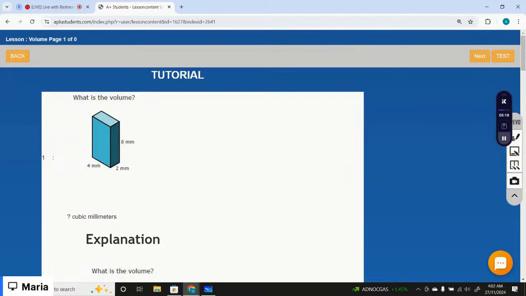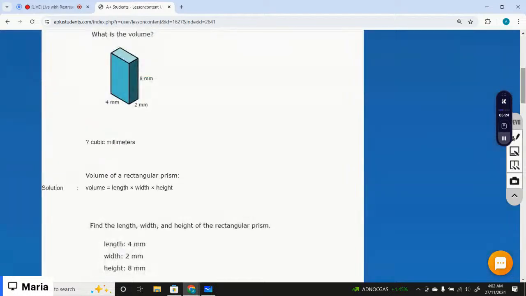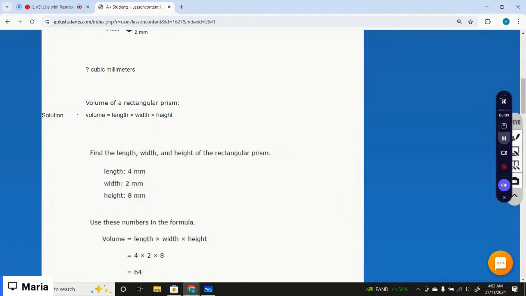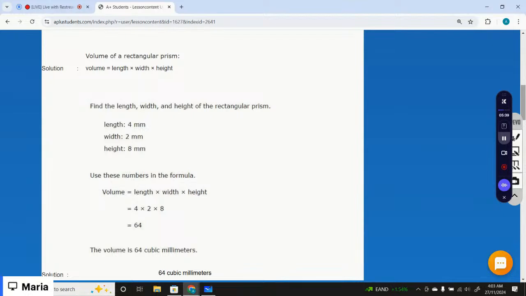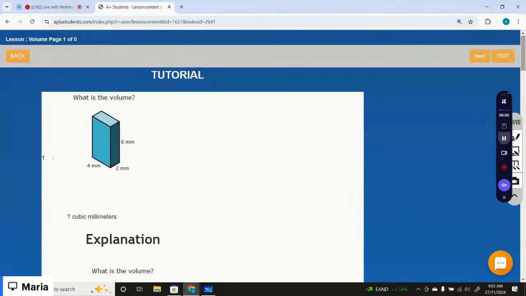Okay, so we have to calculate the volume. The volume of a rectangular prism is length times width times height. You are given three of the measurements: the length, the width, and the height. The length is 4 millimeter, width is 2 millimeter, and height is 8 millimeter, right? So you have to multiply all these measurements. That is 4 times 2 times 8, that is 64 cubic millimeter. The correct option is 64 cubic millimeter. Got it? Let's just start with the test questions.